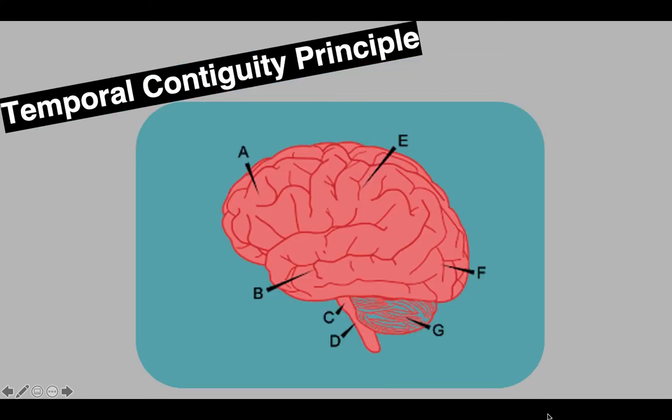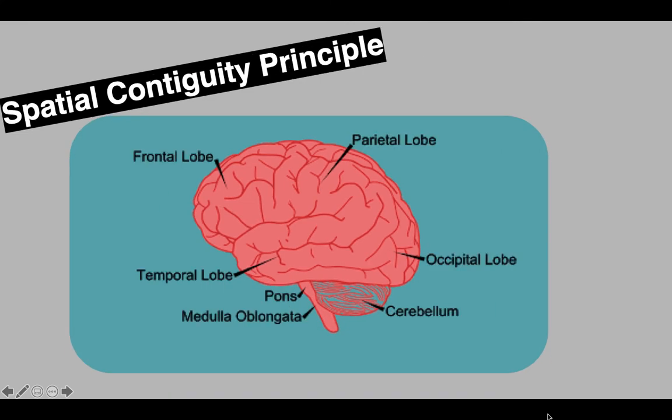So, perhaps this would be a better way of presenting information about the brain. Letter A is the frontal lobe, B is the temporal lobe, C is the pons, D is the medulla oblongata, E is the parietal lobe, F is the occipital lobe, and G is the cerebellum. And in our opinions, applying the spatial contiguity principle for this image is more effective than applying the temporal contiguity principle, or spoken words, as we did in the previous slide.